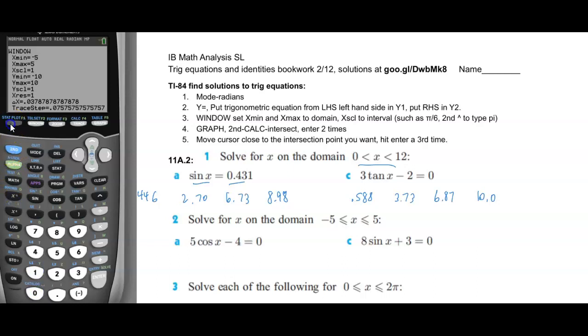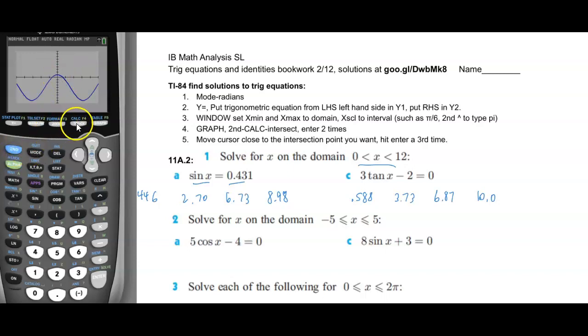And then I'm going to put my function in here. I'm going to put 5 cosine x minus 4. From your experience in the last chapter, you can kind of predict where this is going to be. You know that it's on the bottom side, right? Okay, and now what we're going to do is find these two x-intercepts here, this one and this one.